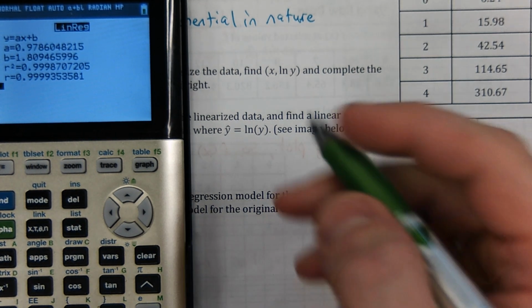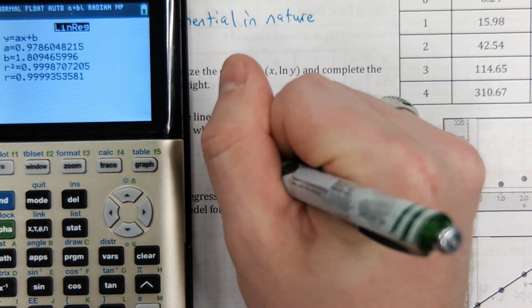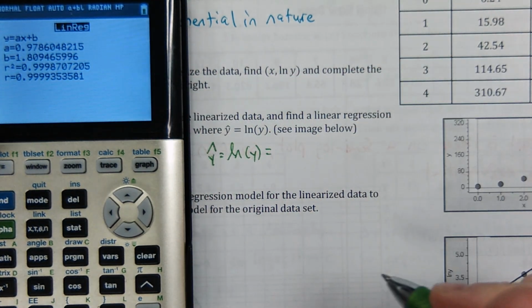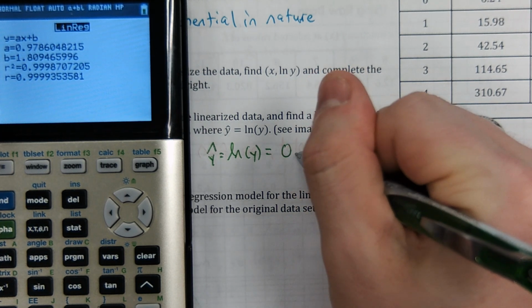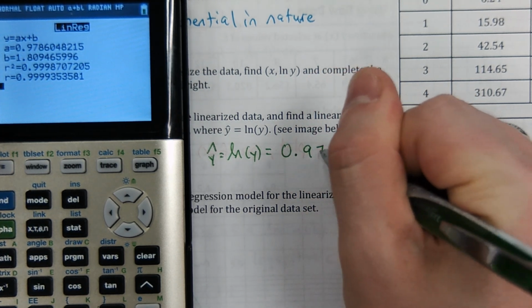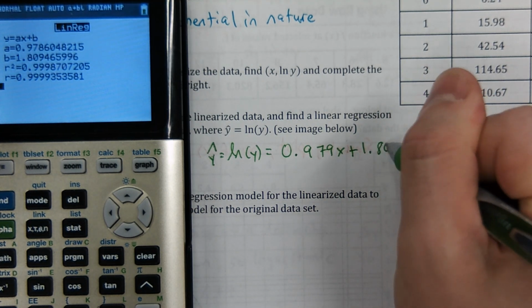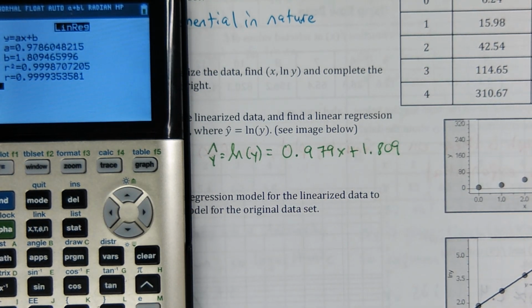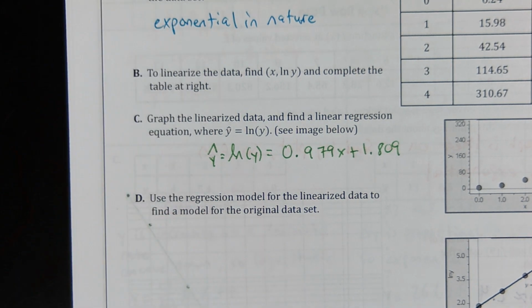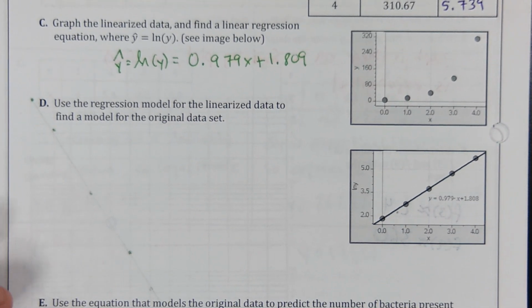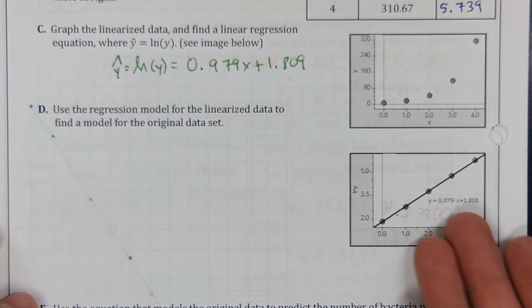So y hat, which is the natural log of y, equals 0.979x plus 1.809, rounded to 3 decimals. And just like before, ta-da, it is right here.